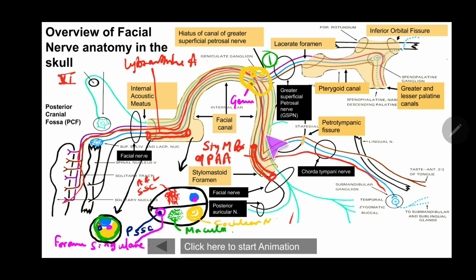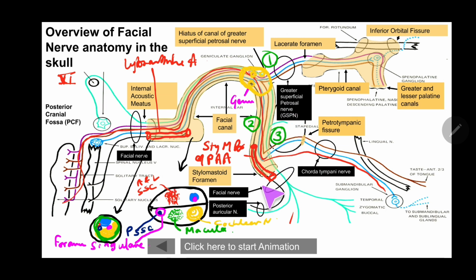Now it will give the second branch. The second branch in its course will be the nerve to stapedius. Third will be this chorda tympani. So there are three nerves given out in its intracranial or intrapetrous portion, right?